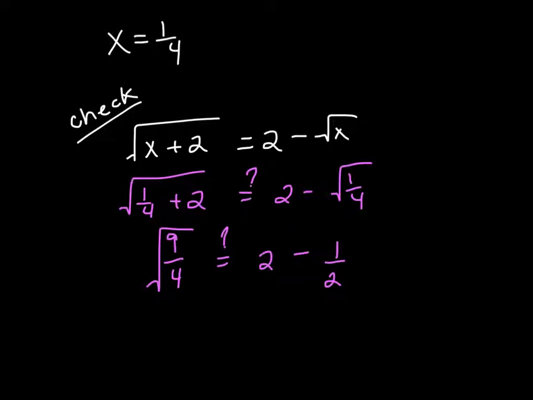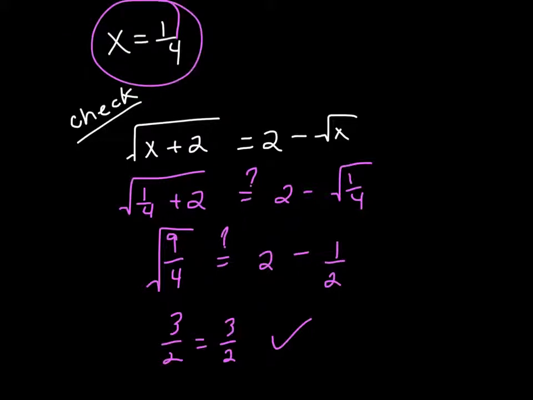So on this side, square root of 9/4 is 3/2. So just take the square root of the top and bottom. 2 minus 1/2 is also 3/2. So yes, they work. So x equals 1/4 would be our solution.